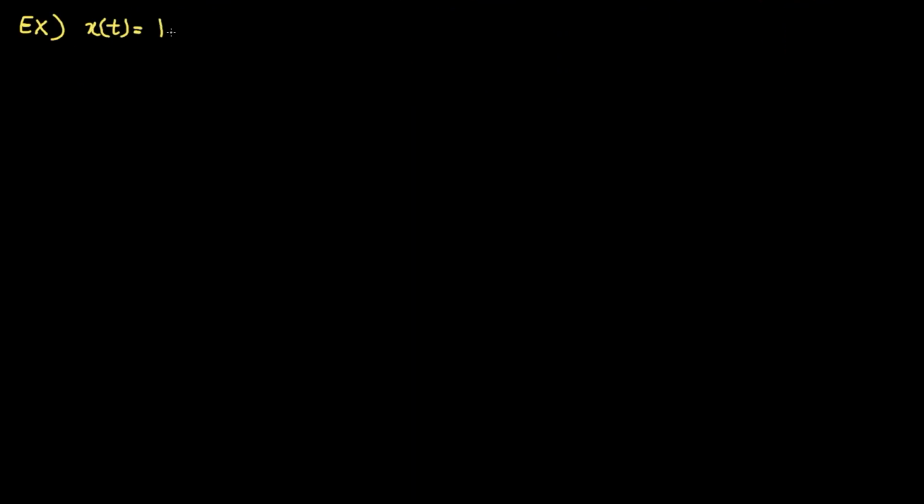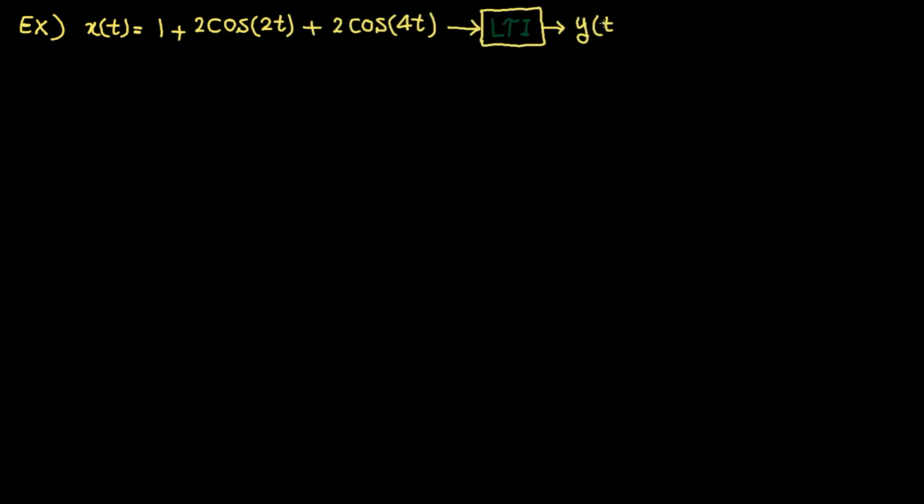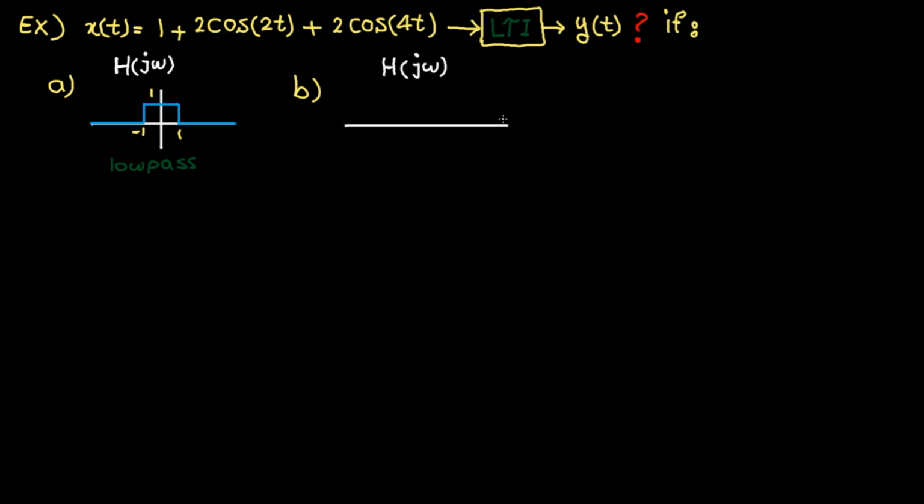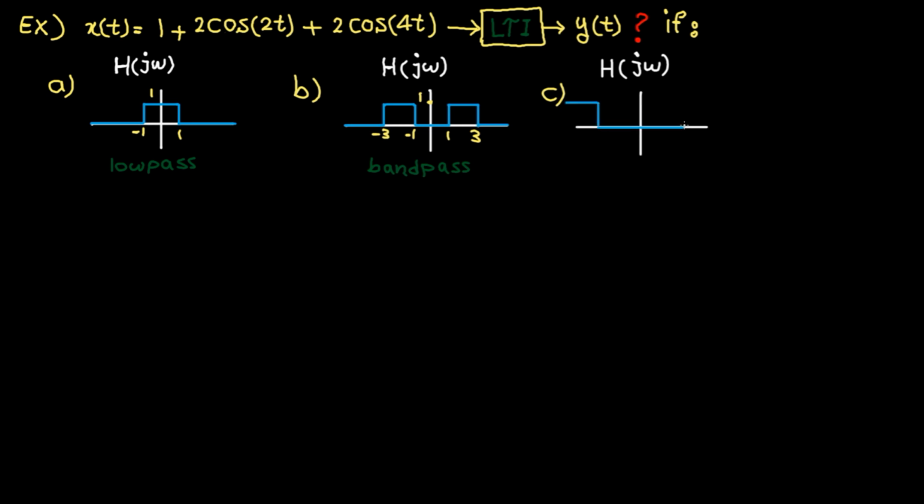Example: this signal is applied to an LTI system, and the question is, what is the output if A, the frequency response, is like this, which is basically a low-pass filter. B, the frequency response is this, which is a bandpass filter. C, the frequency response is this, which is a high-pass filter.